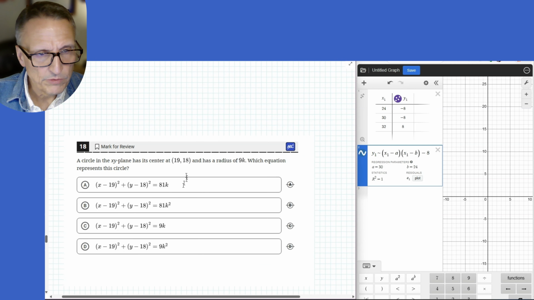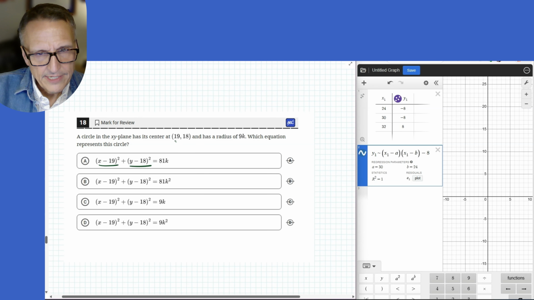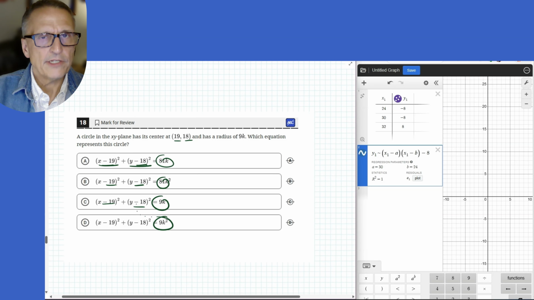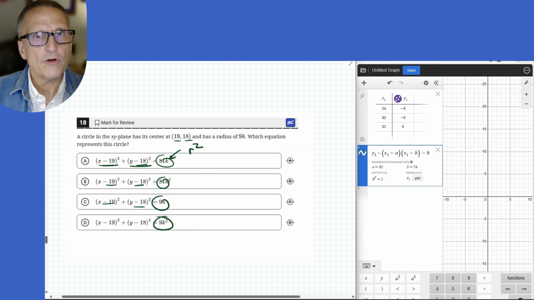I have had a few students miss number 18. It says a circle in the XY plane has a center at 19, 18. Well, all of my answer choices have the right 19, 18, negative 19, negative 18 to represent the center of the circle. They all only differ by this constant that's on the right-hand side. And that constant on the right-hand side of the circle equation is r squared.